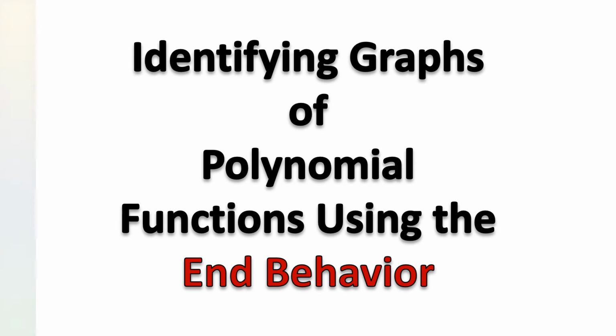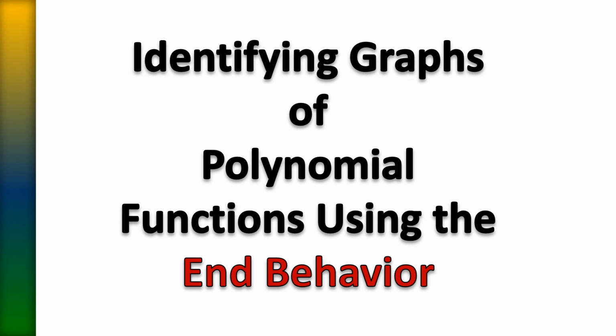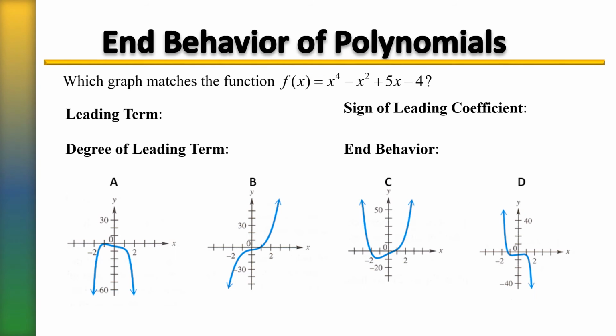Next, we want to identify the graph of polynomial functions by using the end behavior. So we want to know which of these graphs, A, B, C, or D, is the graph of the polynomial function f of x equals x to the 4th power minus x squared plus 5x minus 4. Well, first of all, we want to look at what the leading term is. The leading term, remember, is the term that has the highest degree. So in this polynomial, the leading term is x to the 4th power.